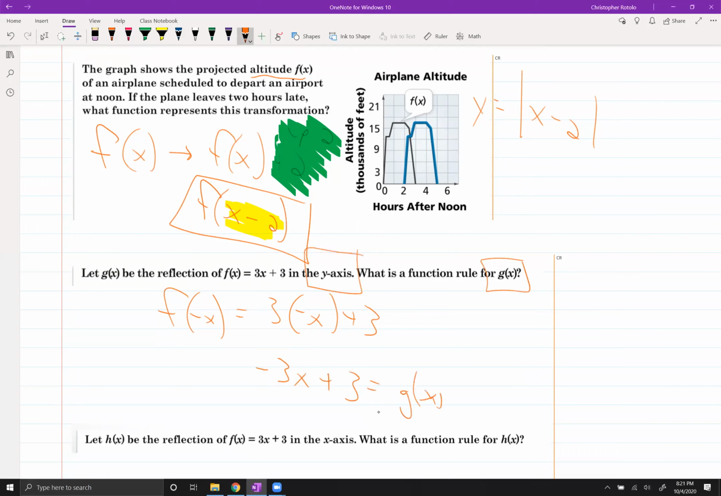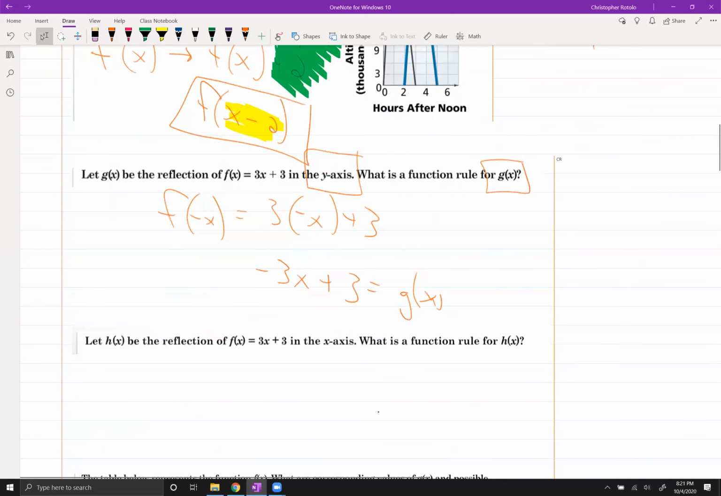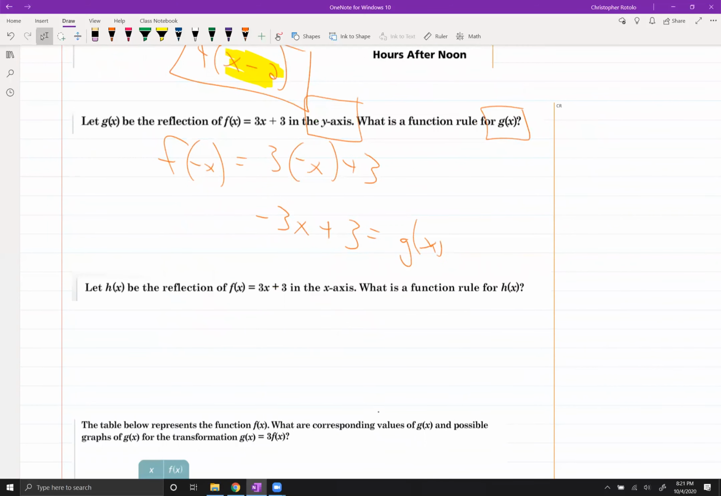Since that was a y-axis reflection, I understand that one might be a little bit confusing. But we'll make sure we put it in, because if we want an x-axis reflection, that means we're going to use the negative of the function. So we want to flip the whole thing. That means we need negative times 3x plus 3, because we want negative f of x as a result. So negative 3x minus 3 gives us h of x.